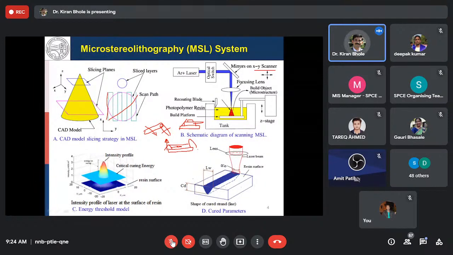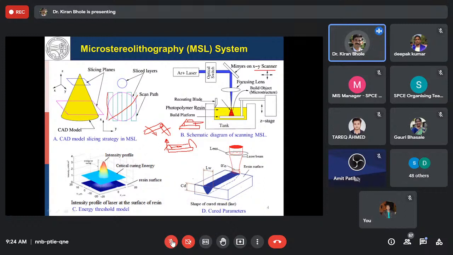So we have many different variants and many different techniques to achieve the minimum layer thickness. That is beyond the scope of this particular talk. Someone interested can discuss with me later on. So these are some of the challenges that we have when we are 3D printing micro components.